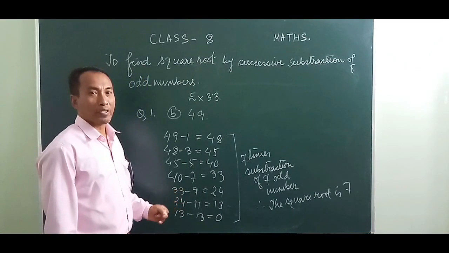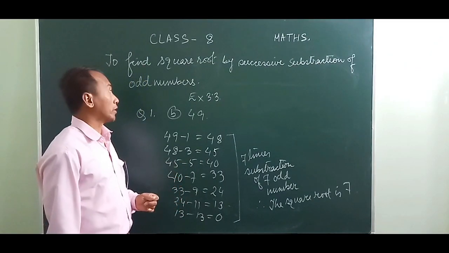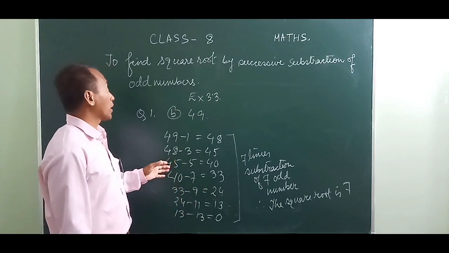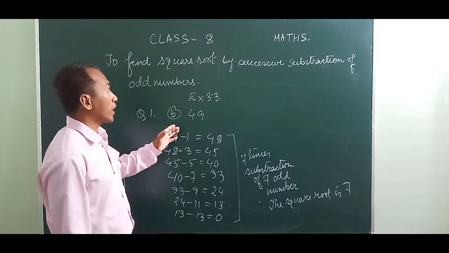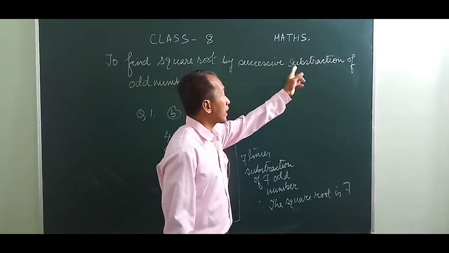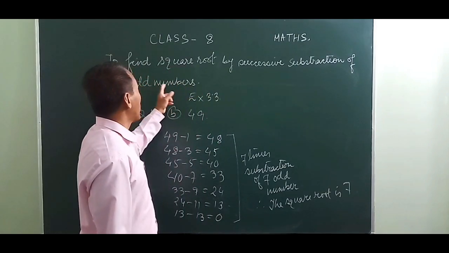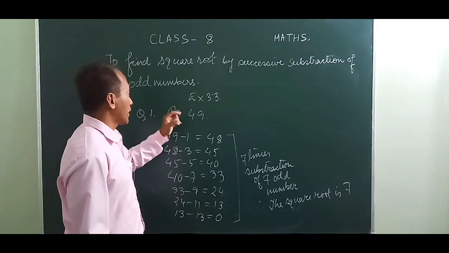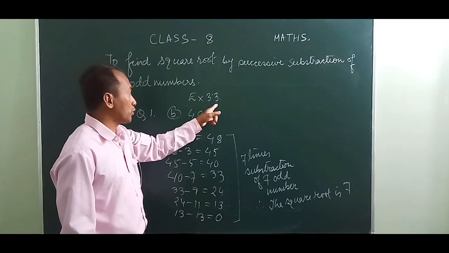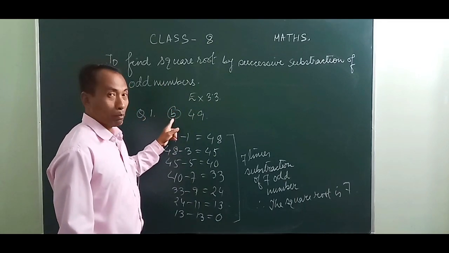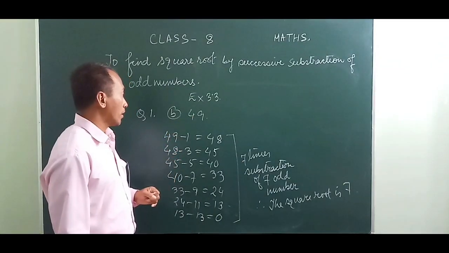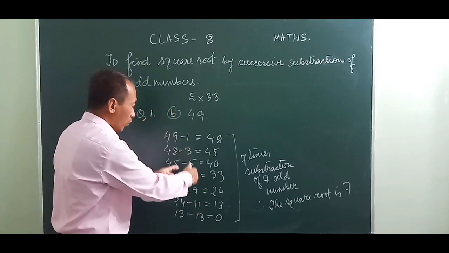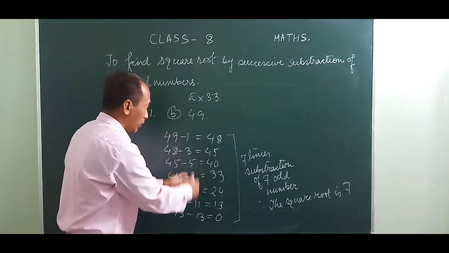The next part of our chapter is to find the square root. There are different methods for finding the square root, but today we are going to learn how to find the square root by successive subtraction of odd numbers. Successive subtraction of odd numbers. So you open your exercise 3.3, question number 1B, the number is 49. We are going to subtract the successive odd numbers.